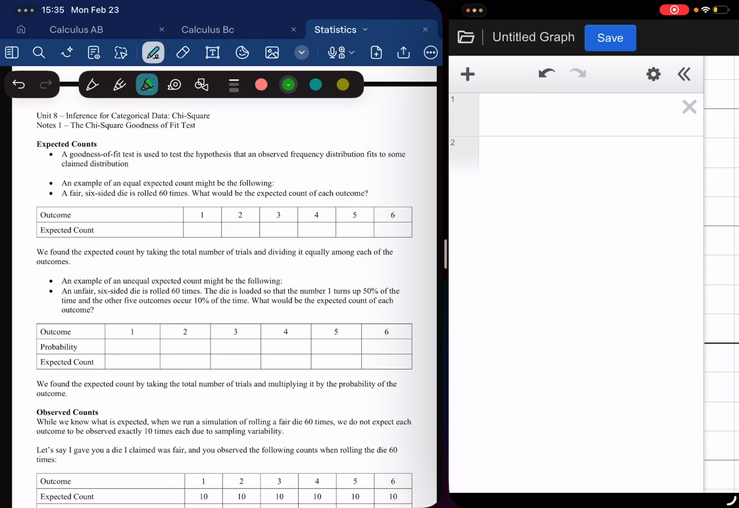So it says to measure the difference between the observed and expected counts and determine if the difference is significant, we will introduce a new test statistic called Chi Squared statistic. Okay, so Chi Squared, it's a fancy X, is equal to the summation of observed minus expected counts squared divided by expected counts.